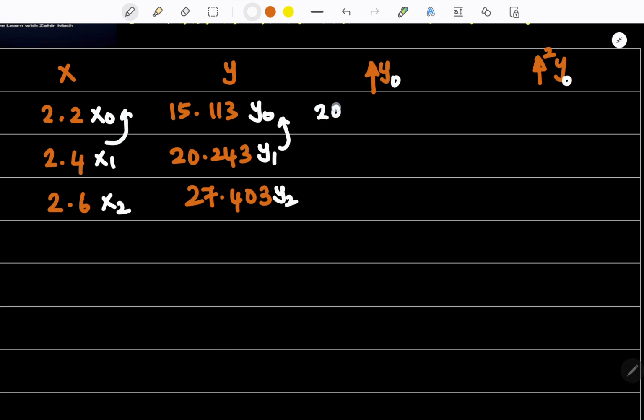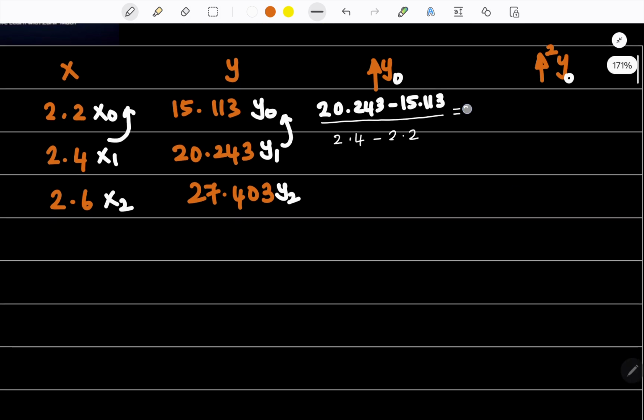So it means 20.243 minus 15.113, divided by 2.4 minus 2.2. Let me use the calculator. 20.243 minus 15.113 divided by 2.4 minus 2.2 is equal to 25.65.